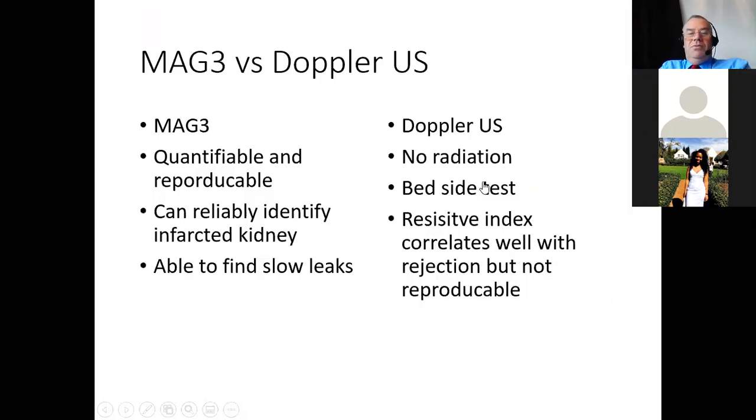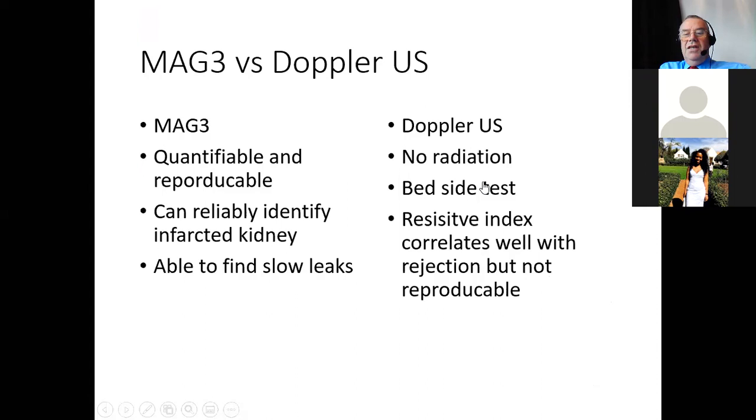So there are some differences between the two. With MAG3, it's quantifiable and reproducible. So it's useful if you've got a patient who's unwell and you want to monitor progress. It can reliably identify an infarcted kidney with that black hole type picture. And you can find slow leaks because you can image up to 20 hours, to be honest, looking for leaks.